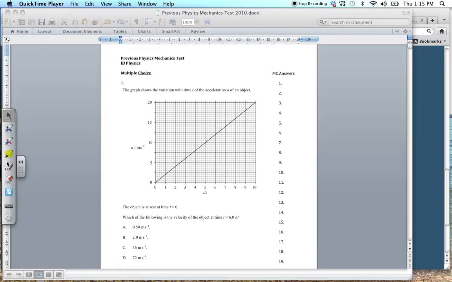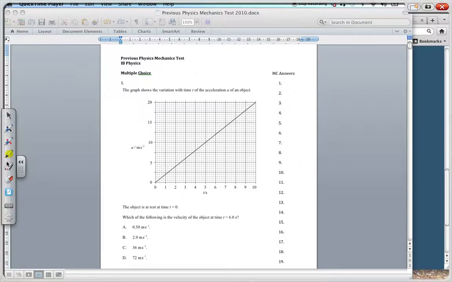Okay, so this is actually the 2010 mechanics test. It's actually taken from past papers. I'm not quite sure which past papers it was, but we'll go through this.